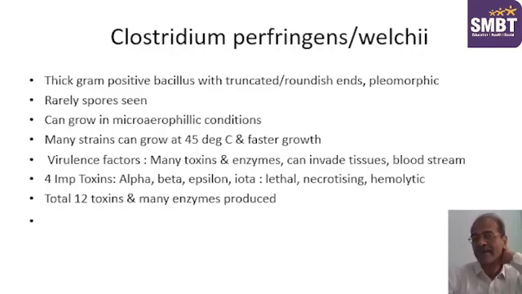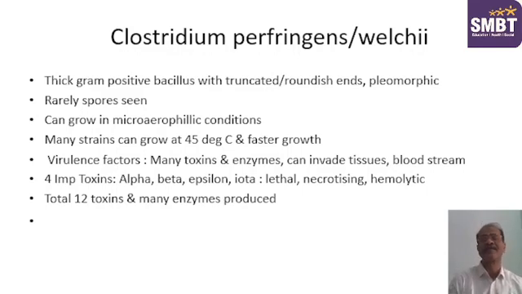Clostridium welchii or perfringens, both names are used for this organism. They are thick gram-positive bacilli with truncated ends. They can be pleomorphic in appearance. They rarely produce spores in the human body, but they produce spores in the external environment and in cultures. Many strains have the ability to grow at higher temperatures, 45 degrees or so, and they grow faster at this, and this is used for laboratory diagnosis.